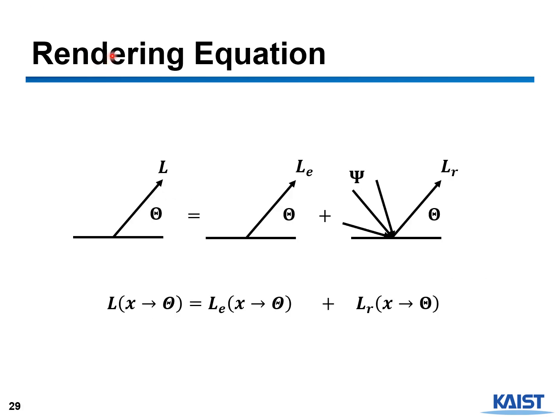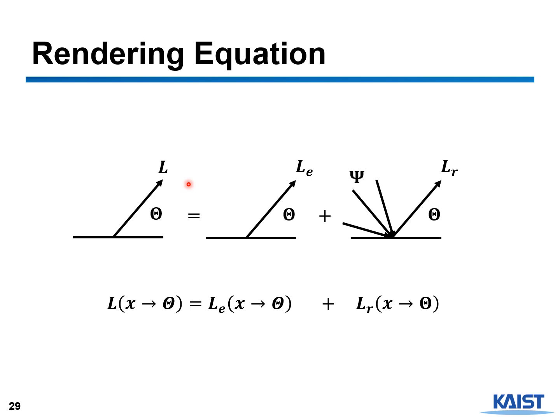Let's look at the detailed rendering equation. Suppose we want to know the radiance value that starts from x, where we have the ray from x in the direction of theta. So we'd like to know the radiance value that starts from x in the direction of theta.